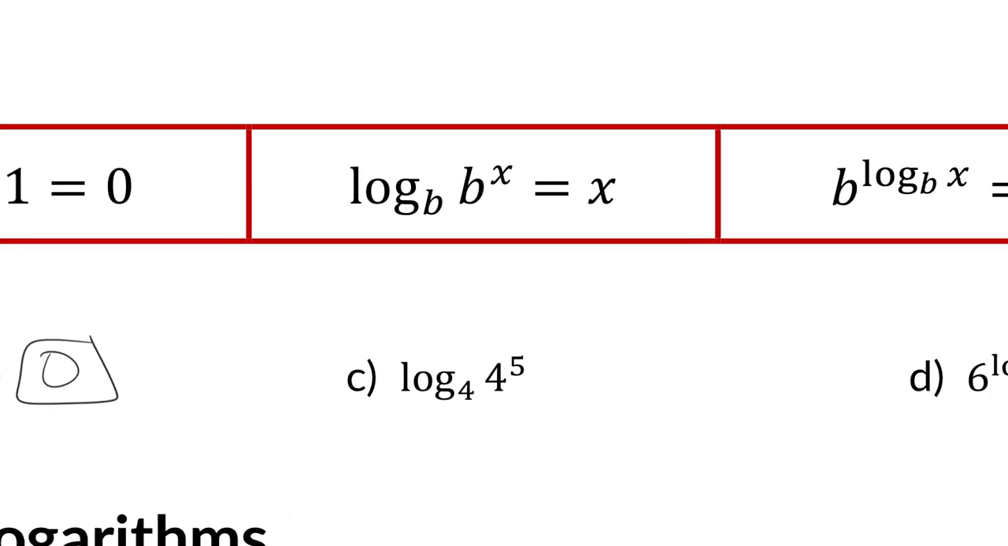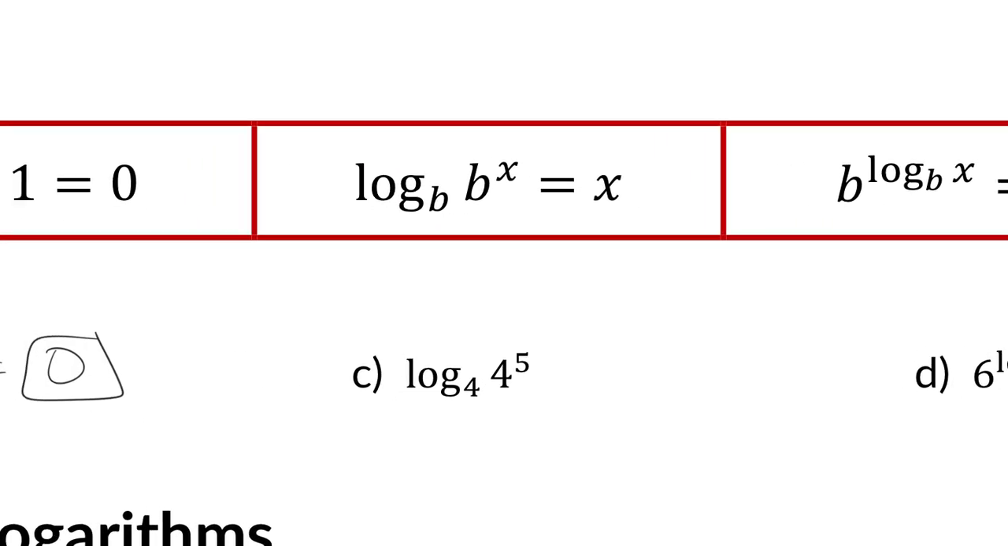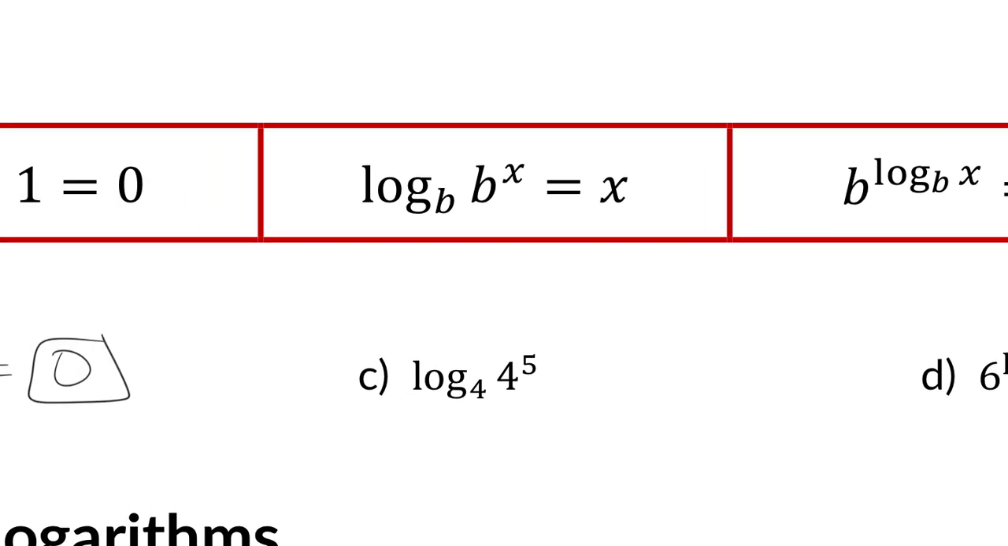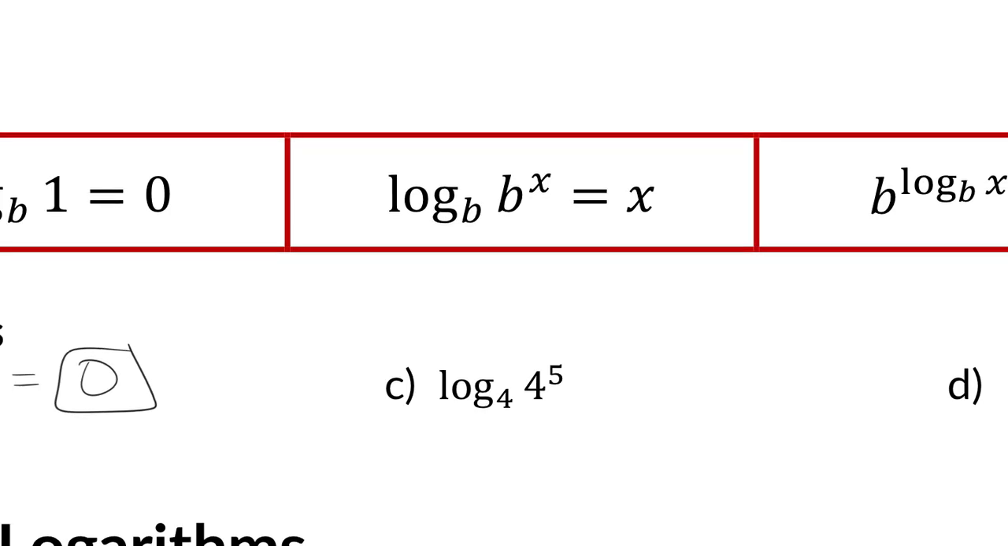The next property of logarithms is log base b of b raised to some number. So log base b of b with an exponent x right here. In my mind, these cancel each other out, so I literally do that in my head. What's left? x. So log base 4 of 4 to the 5th power, what is that? 5.